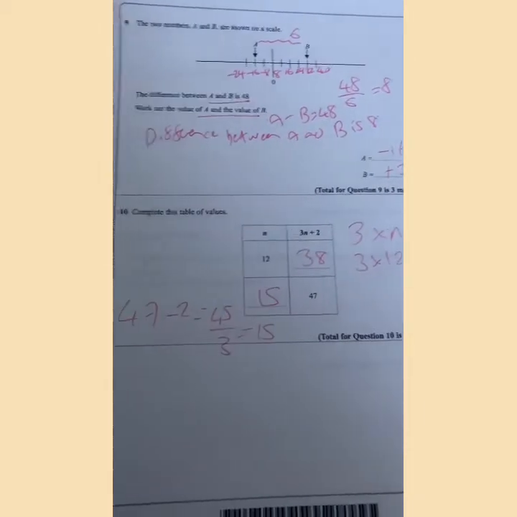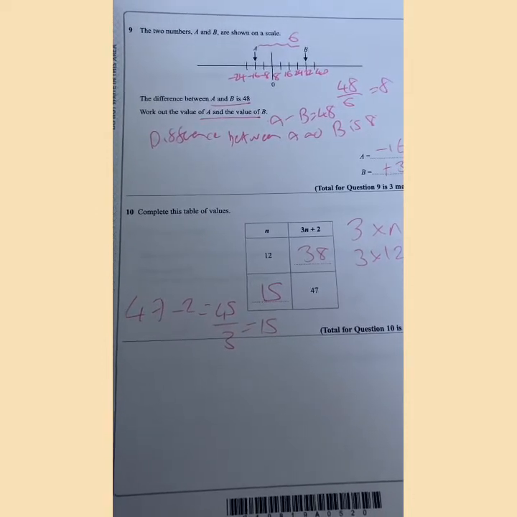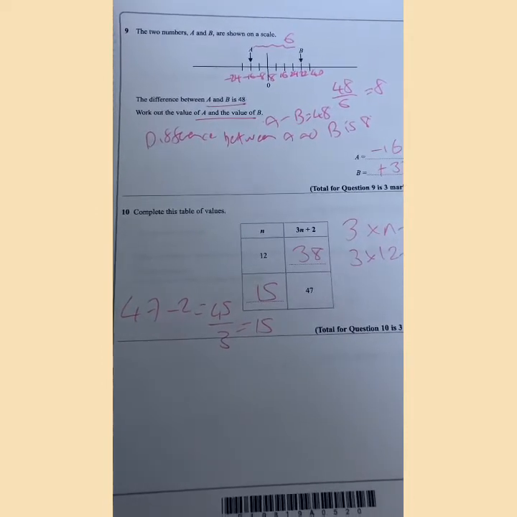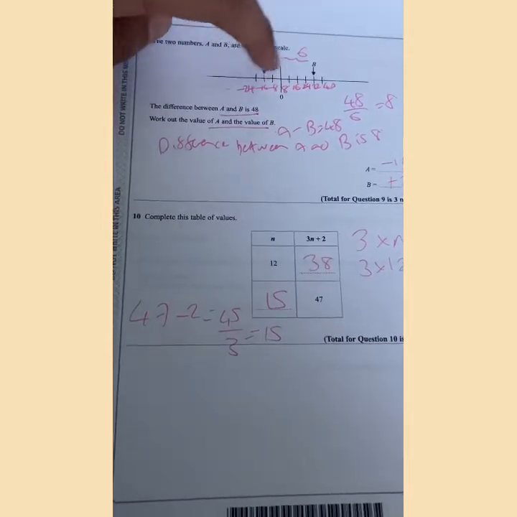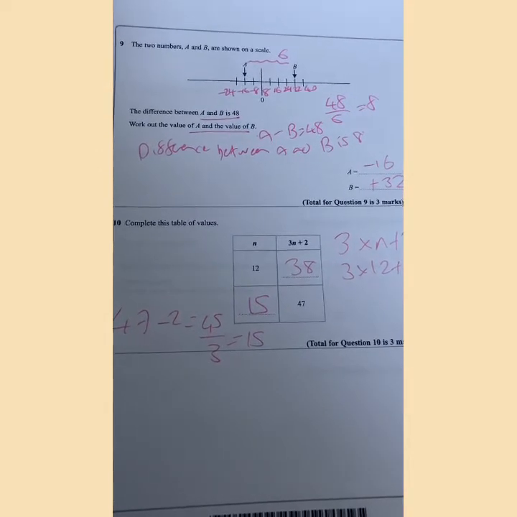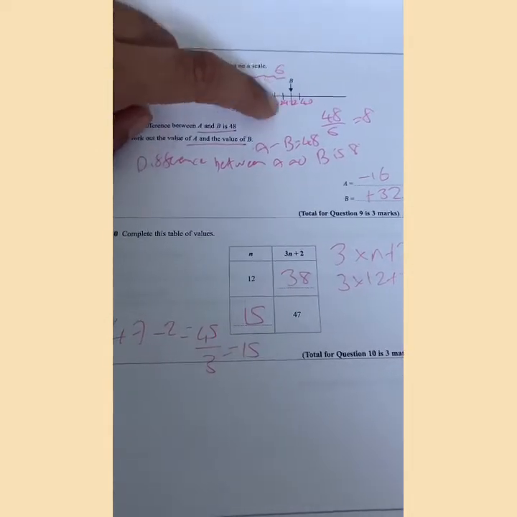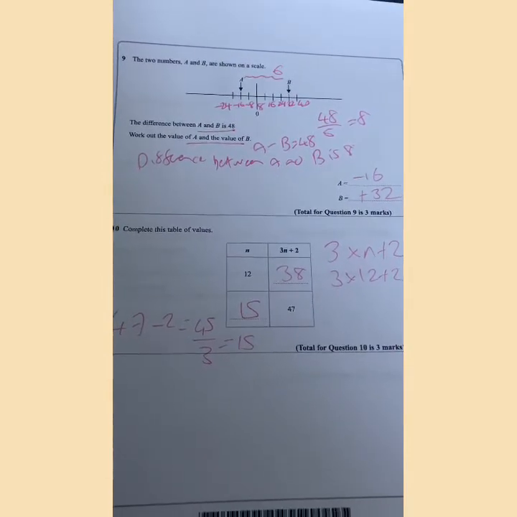Right, guys, question number 9. The numbers A and B are shown on the scale. The difference between A and B is 48. Work out the values of A and B. Well, from A to B, there's 6 spaces. So 48 divided by 6 is 8. So each little line represents an 8. So B is going to be 32 and A is minus 16.